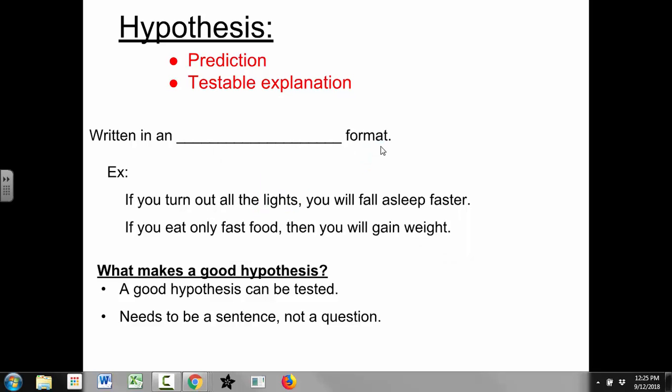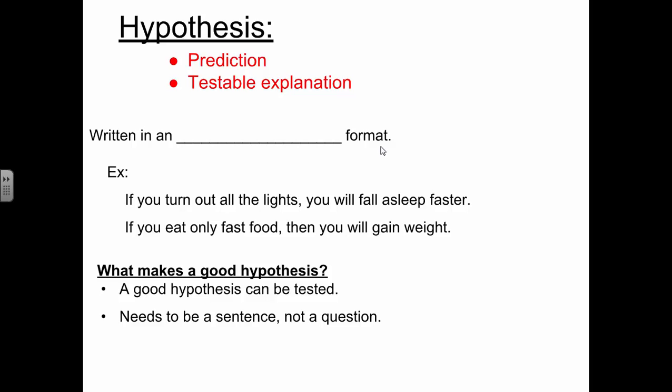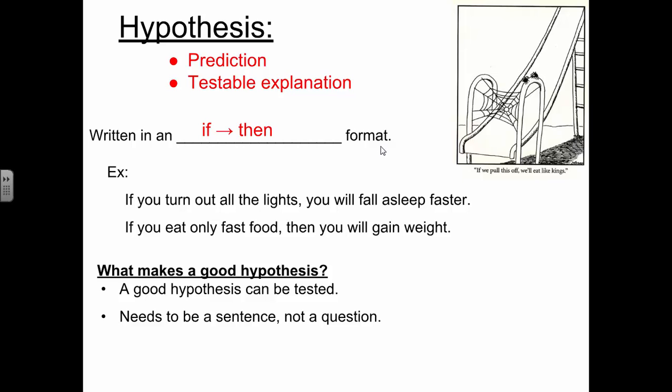We try to write them as if-then statements, if we can. So some examples here. If you turn out all the lights, you'll fall asleep faster. If you eat only fast food, then you'll gain weight. Those are hypotheses. You could test them using an experiment. It needs to be testable. It always must be a sentence. You can never have a hypothesis in the form of a question.